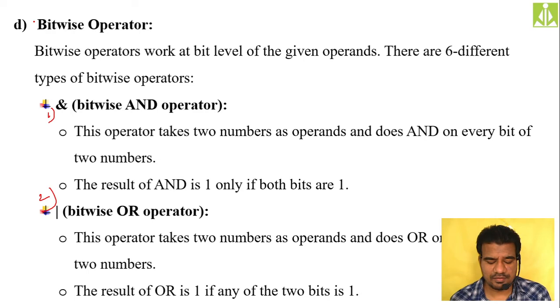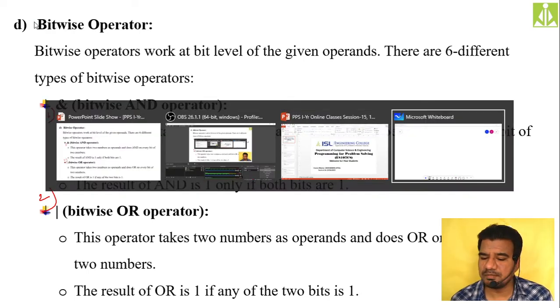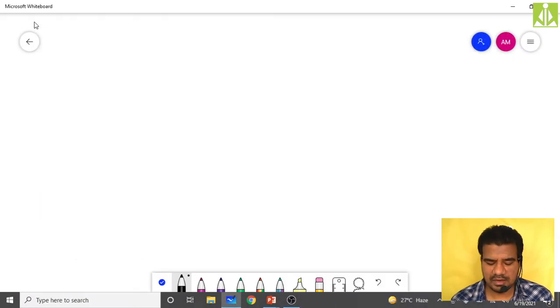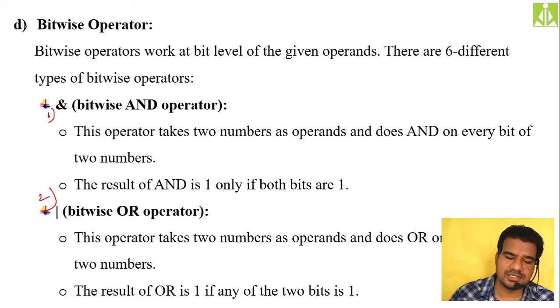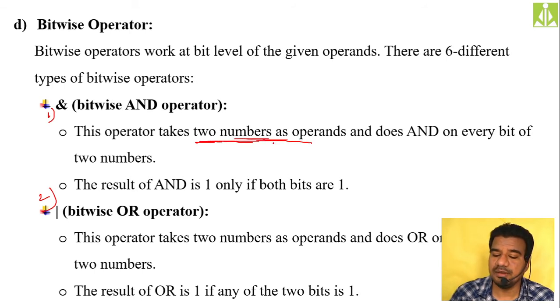So let's just go to our whiteboard application and do one simple example. You just read out this statement. This operator takes two numbers as operands, in the sense when we are saying it is a binary operator, binary means it will take two operands to perform its operation, and does AND on every bit of two numbers. What it will do?